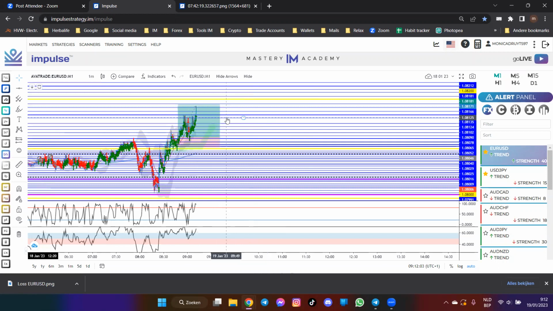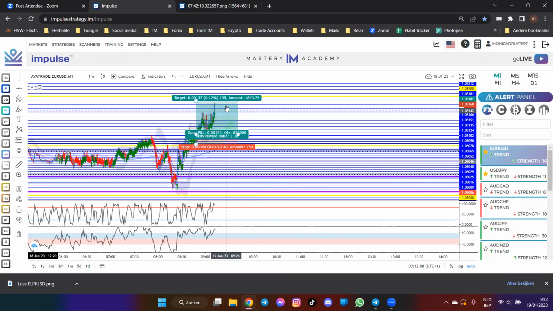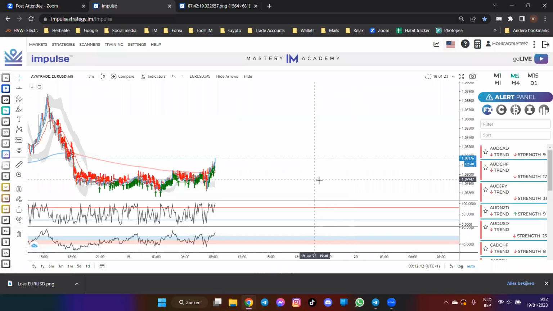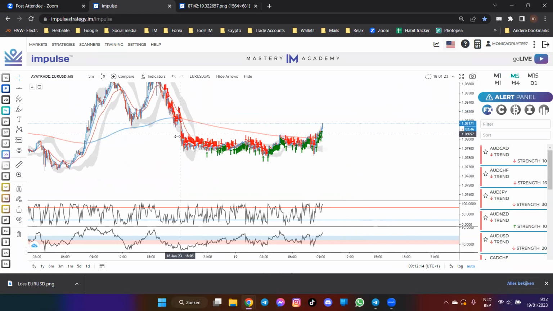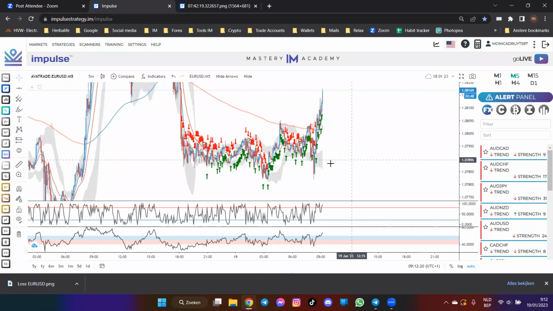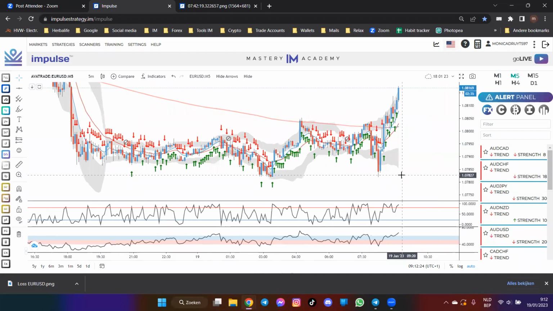Did it hit? Not yet. It would be a thing if it reverses now. So we go on the 5 minutes. And you see the price has been moving since yesterday evening between this area. So what do we want? To have a breakout.